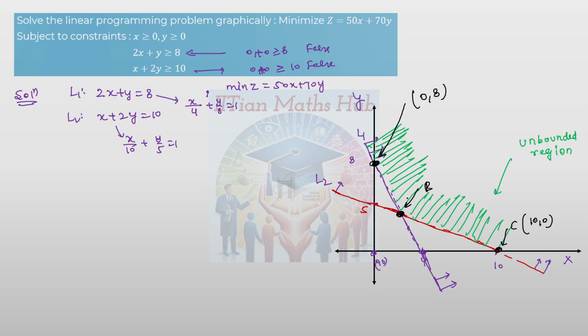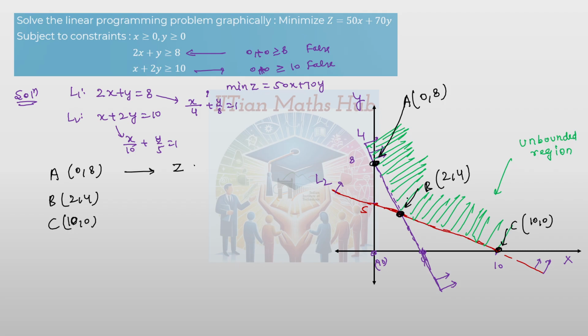This we can find out by solving the equations of the lines. Okay, so when you solve it, anyone who has solved it, you can tell me. I think you will be getting 2 comma 4, right? You will be getting 2 comma 4. Yeah, so 2 comma 4 will be the point B. Now we have to check whether it is giving us the minimum z or not. So this is A. A point is 0 comma 8, B point is 2 comma 4, C point is 10 comma 0.